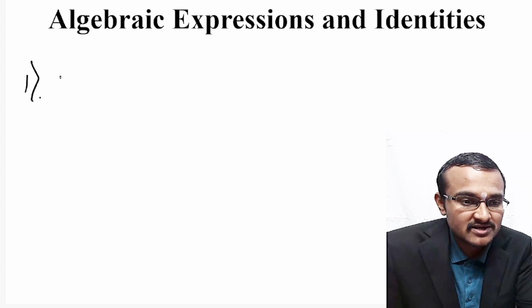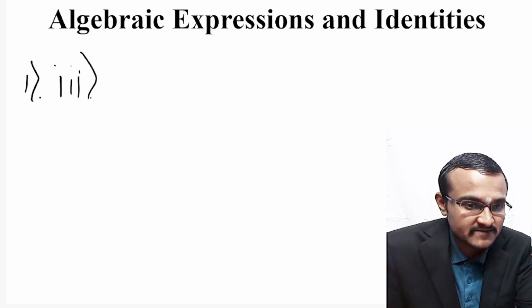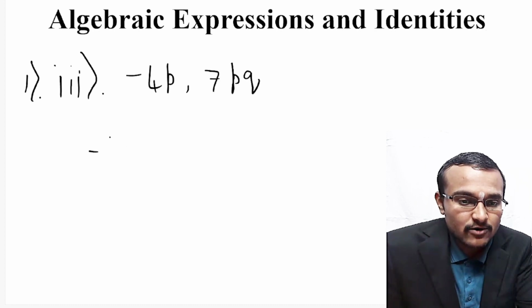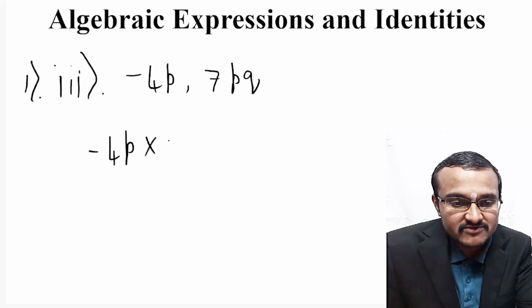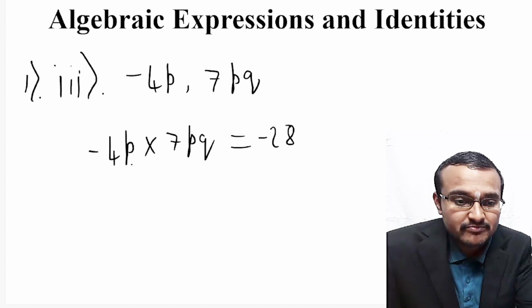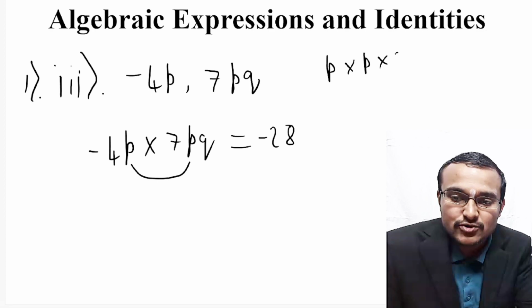So coming to the third question in this particular first question, they have given minus 4p and 7pq. So now when you perform multiplication between minus 4p and 7pq, you will get minus 4 into 7, that is minus 28. P into pq will be p into p into q. So what is p into p? P into p will become p square into q.